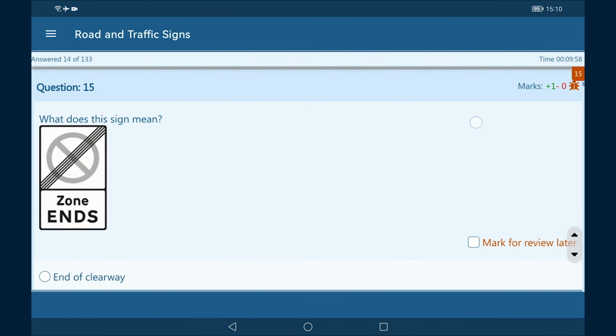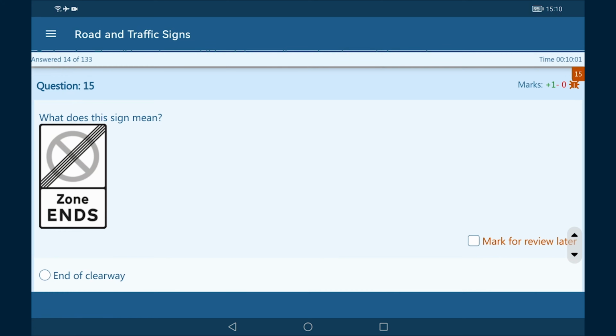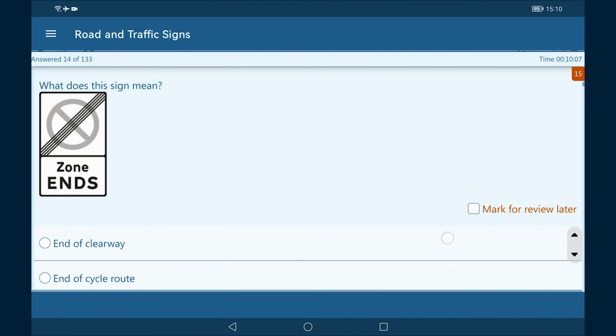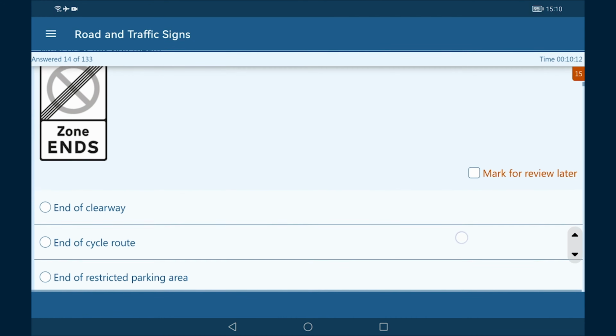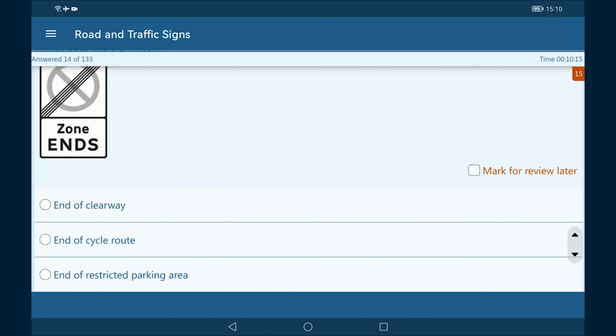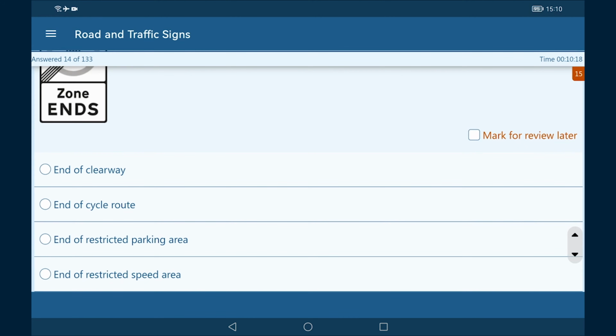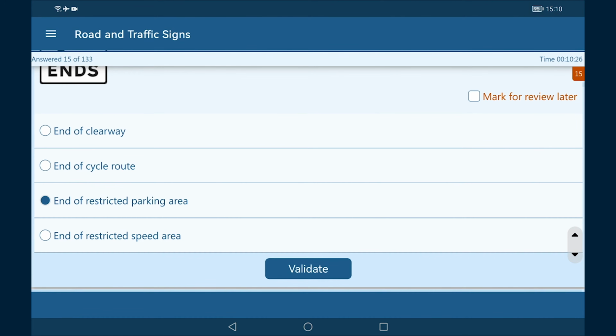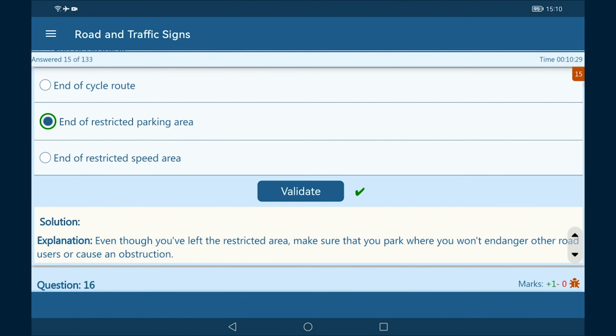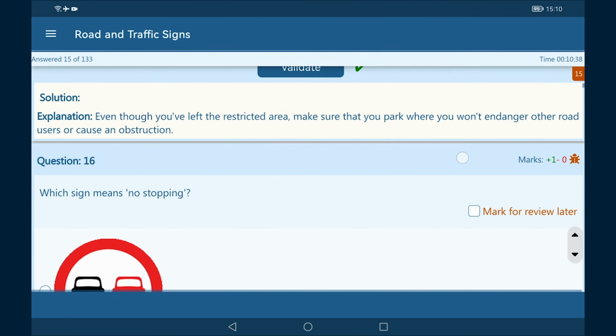Question 15. What does this sign mean? Option 1. End of clearway. Option 2. End of cycle route. Option 3. End of restricted parking area. Option 4. End of restricted speed area. The correct answer is Option 3. That is, end of restricted parking area. Explanation. Even though you've left the restricted area, make sure that you park where you won't endanger other road users or cause an obstruction.